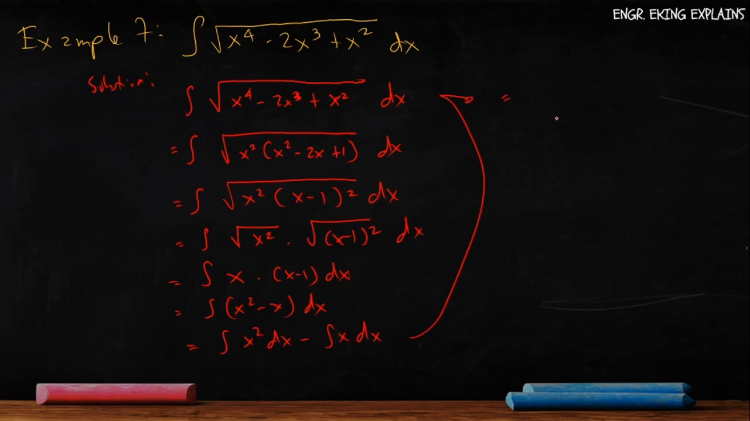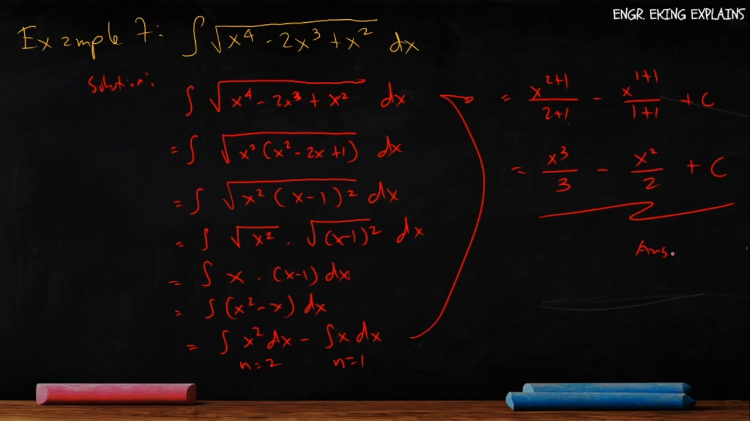So let's continue over here. So this is n equals 2 and n equals 1. So we'll end up with x to the 2 plus 1 over 2 plus 1, minus x to the 1 plus 1 over 1 plus 1, plus c. So we have x cubed over 3 minus x squared over 2 plus c. So this will be our final answer.